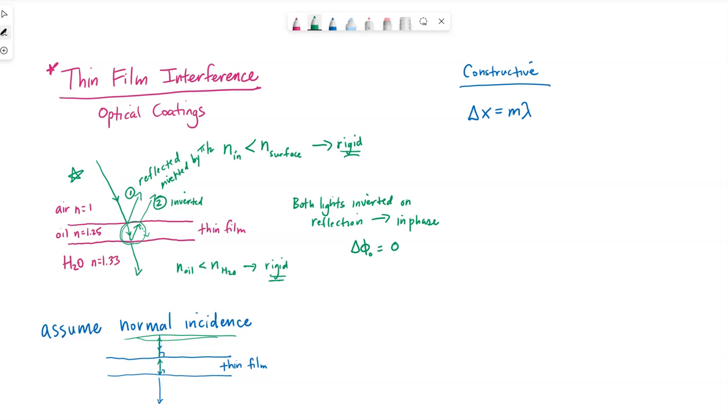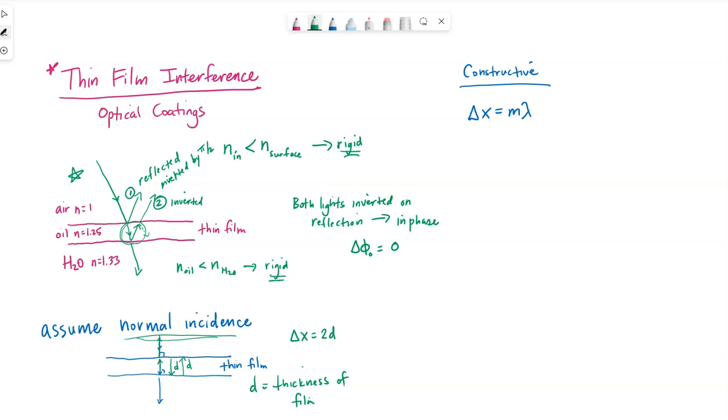through the thin film. Assuming normal incidence, the light ray comes down, so it travels a distance of d, where d is the thickness of the film. And then when it reflects, it goes back up another distance of d. So the total extra distance this light travels is 2d. And that is specific to this normal incidence.